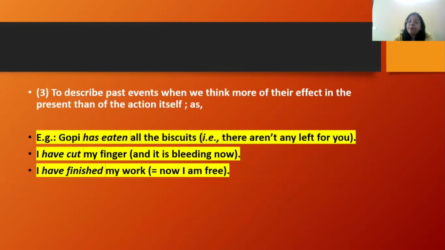Next is to describe past events when we think more of their effect in the present than of the action itself. Like, Gopi has eaten all the biscuits. That means there aren't any left for you. So all the biscuits are finished. I have cut my finger. That means it is still bleeding now. And then, I have finished my work. That means now I am free. So in such cases we describe past events when we think more of their effect in the present than of the action itself.